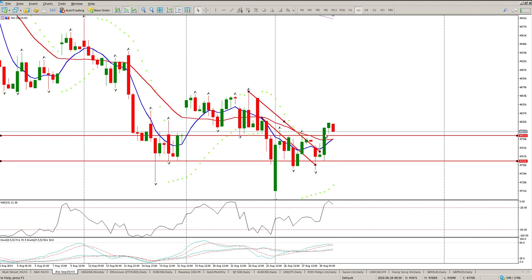I think looking at what we see going into the close, more than likely a little bit of a pullback, if not all the way back down to come and test the bottom, or at least to come and test some of these breakouts.